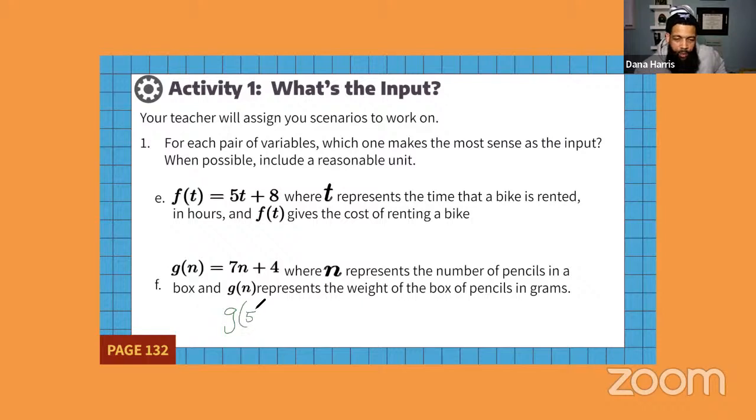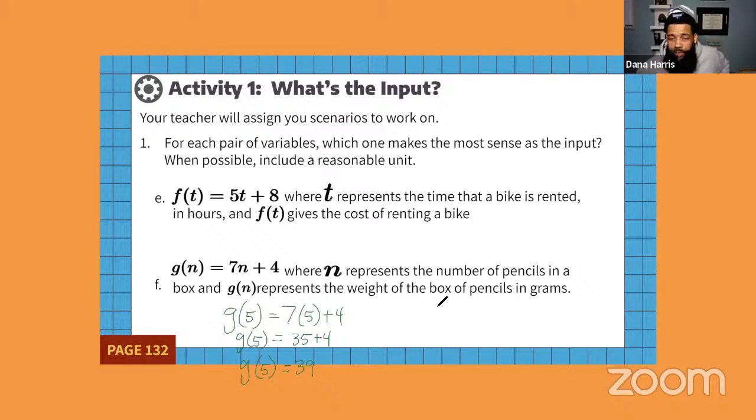So basically, if I say, well, what is the weight of the box in grams if there are 5 pencils in the box? Then you would say 7 times 5 plus 4. Okay, so G of 5 equals, we got to multiply first. 7 times 5 is 35 plus 4. So the weight in grams of the box of 5 pencils is 39 grams.